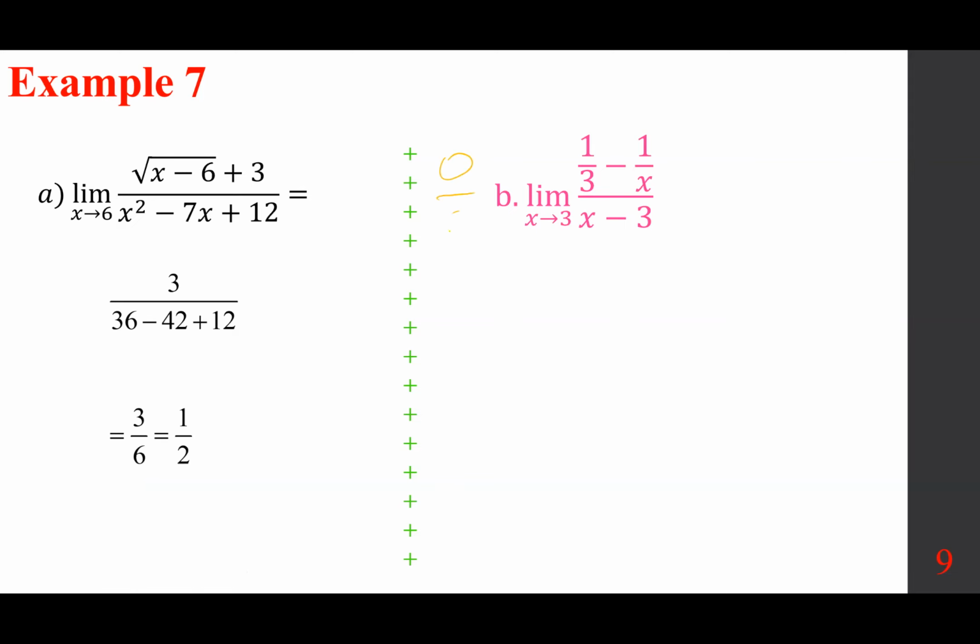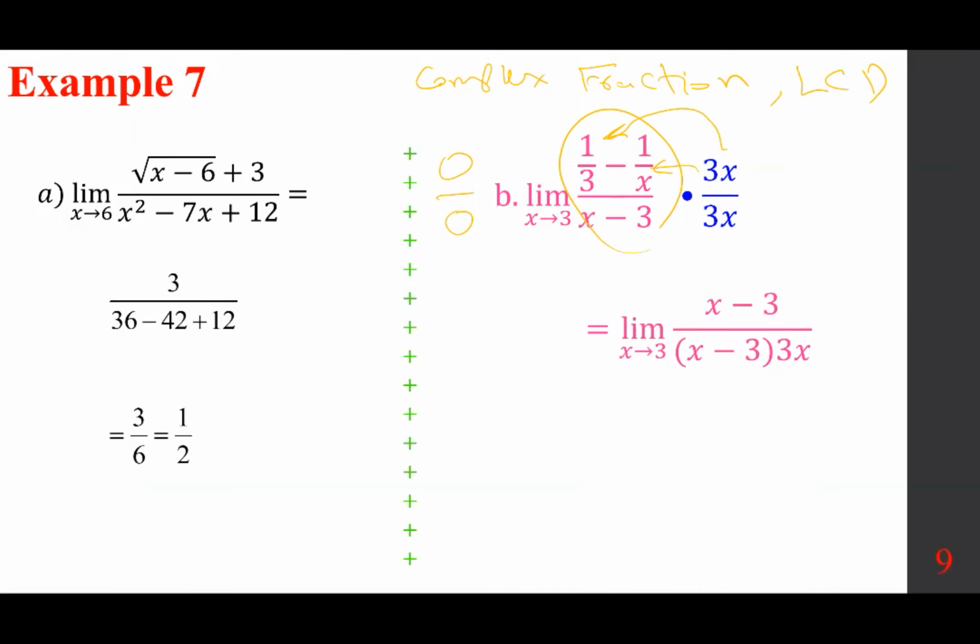If you plug in, you get 0 over 0. You're dealing with what's called a complex fraction. And the best course of action is to multiply by LCD. In the numerator, you have two fractions. The LCD is 3x. You multiply and divide by it. If you multiply this one by 1/3, you get x. If you multiply it by 1/x, you get 3. So you get x minus 3. The denominator, you don't touch it. You keep it as a product. These two cancel each other. And at this point, you plug in and you get 1/9.